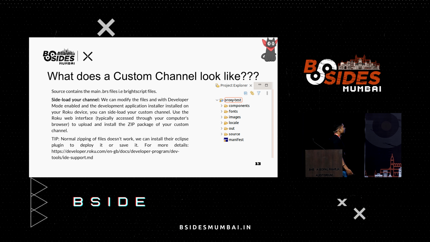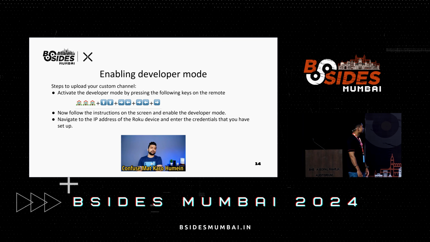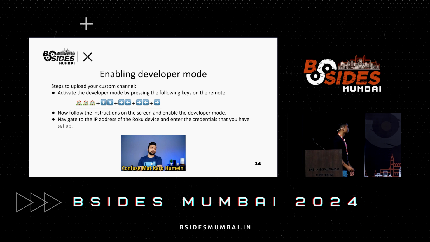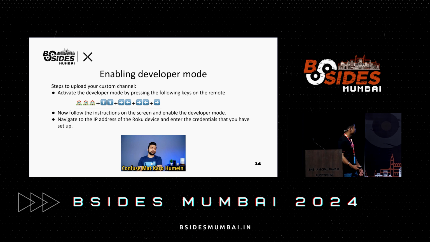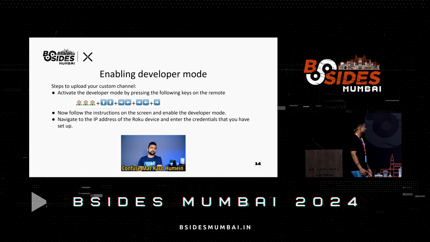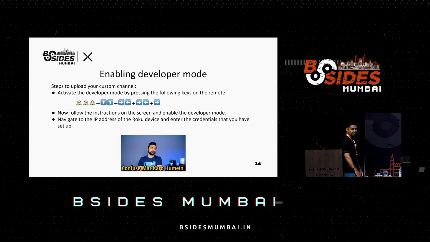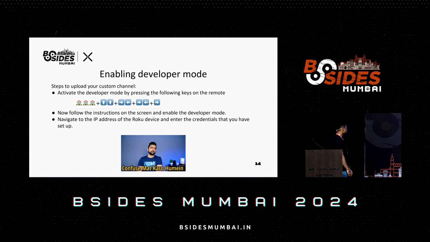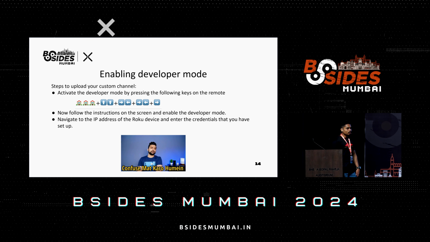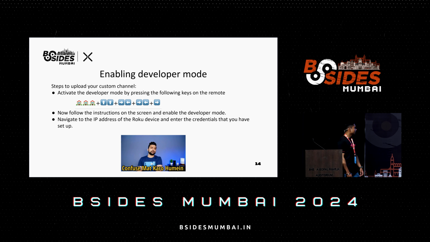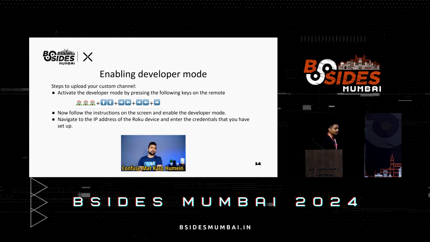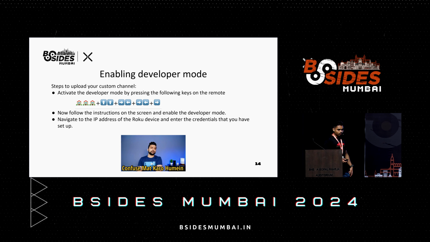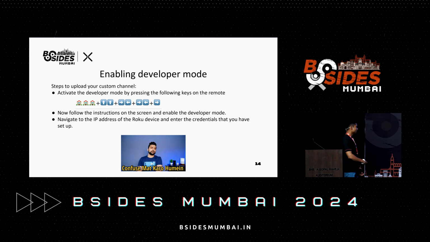Okay, so enabling developer mode is quite hectic. You have to get the Roku remote and press the home button thrice, up, right, left, and then again right, and you'll be able to see the screen where it will ask you to enable developer mode. Just click yes and follow the instructions on the screen, and you'll be in developer mode, and then an IP address will be displayed on your screen, so you can navigate to it through your browser.